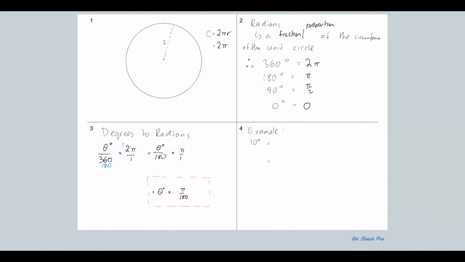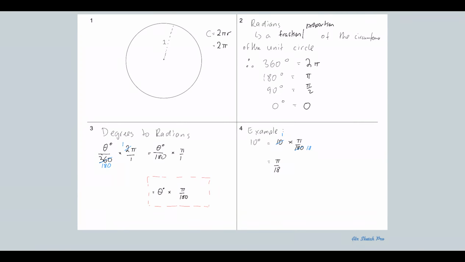Let's see it in practice. If I have 10 degrees and I want to put it in radians, I go 10 multiplied by pi over 180. 10 goes into 180 18 times. So I've got pi over 18, and I'm done. So 10 degrees is equal to pi on 18 in radians. It's the same measurement of turn. It's like that much of a turn, pi on 18.